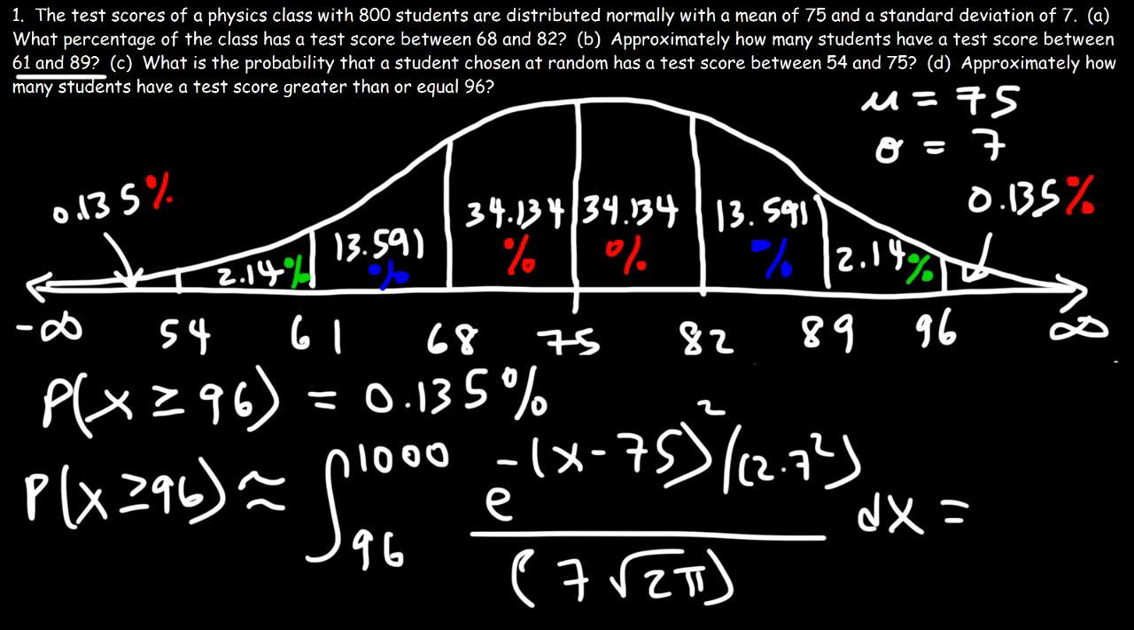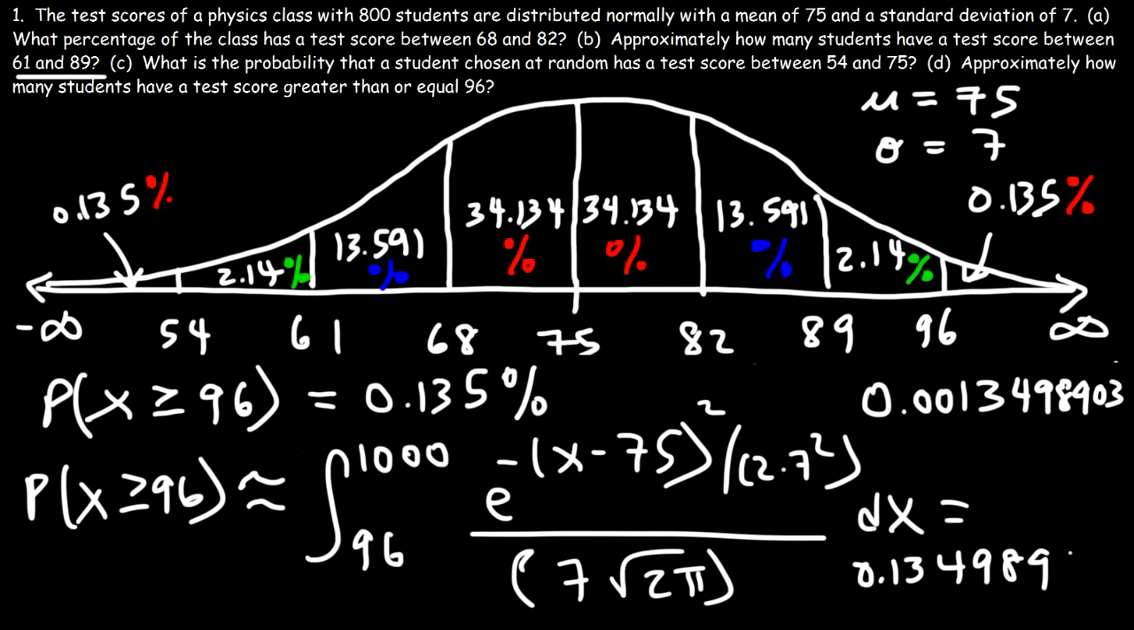So go ahead and type that into your calculator. Now, my calculator gave me this answer, 0.00134989903. So multiply that by 100, and that's about 0.134989, and I'll stop there, percent. So this rounds to 0.135%. So that's a good approximation.